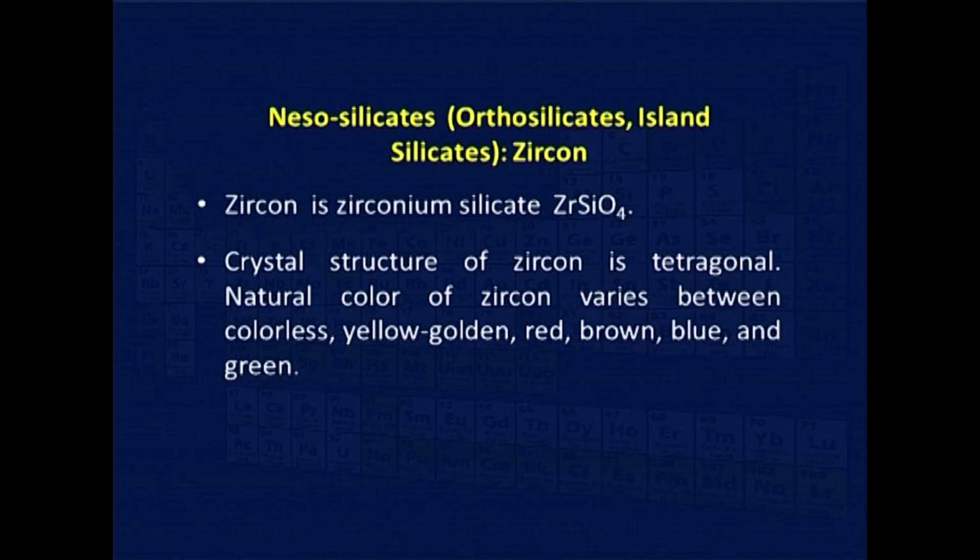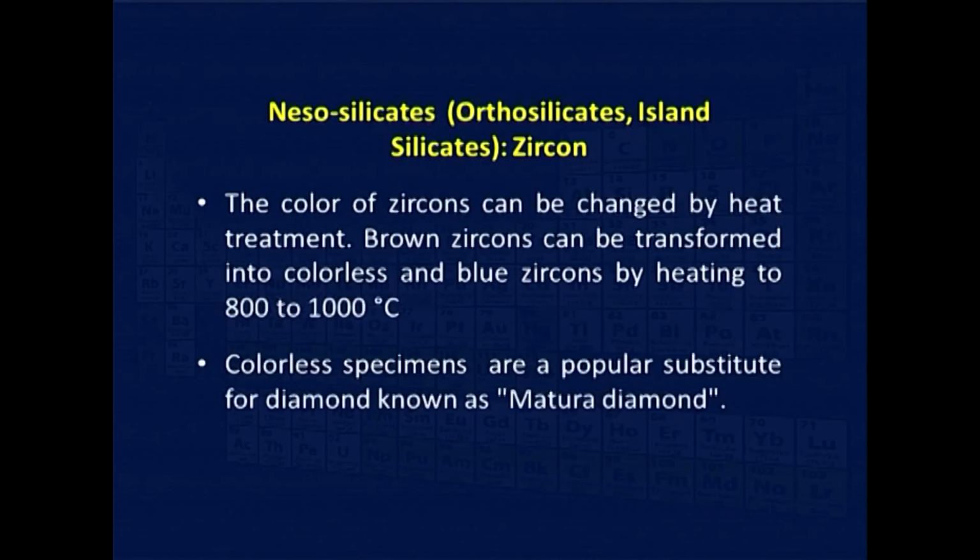The natural color of zircon varies between colorless, yellow golden, red, brown, blue and green, and the color of zircons can be changed by heat treatment. The brown zircons can be transformed into colorless and blue zircons by heating to 800 to 1000 degrees centigrade. Colorless specimens are a popular substitute for diamond, known as Matura diamond. That was a brief account of nesosilicate.